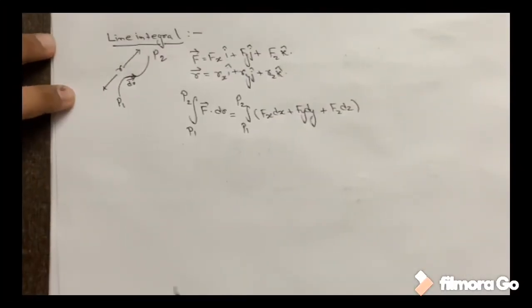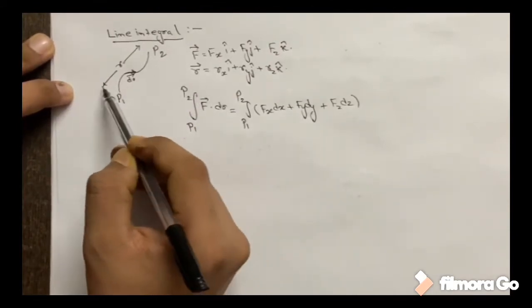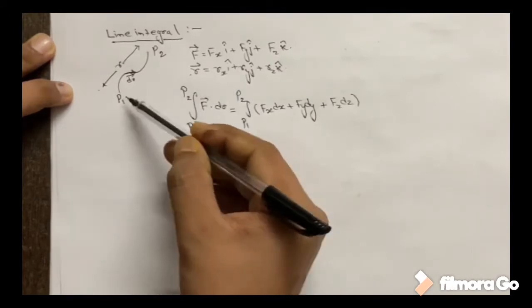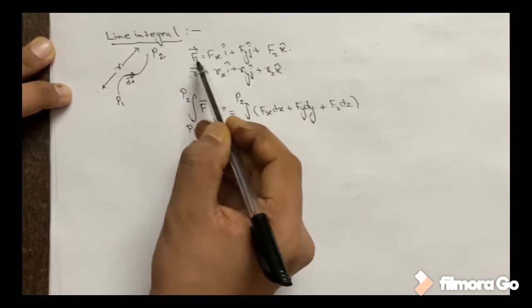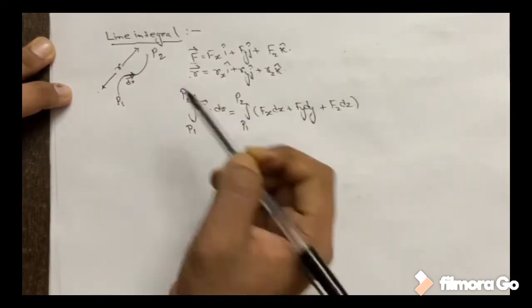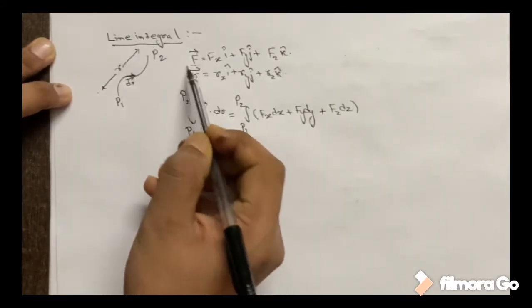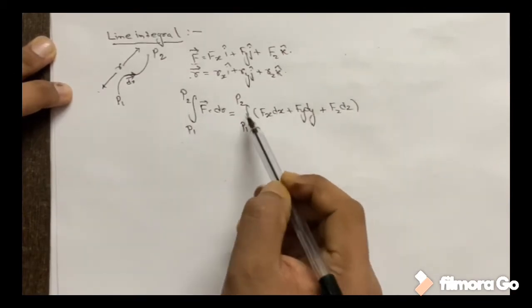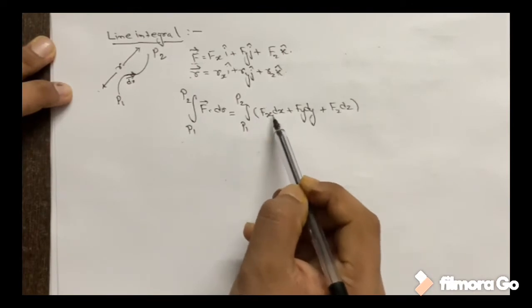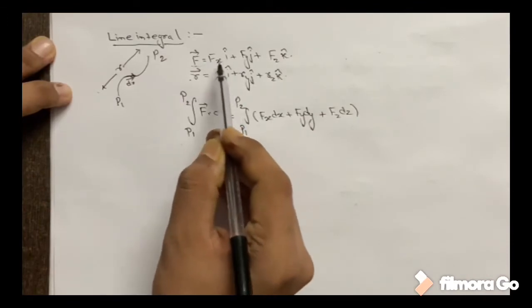Now let's understand the topic of line integral. Suppose that this is the path from point p1 to point p2 and this is the r vector written as rx i cap plus ry j cap plus rz k cap, and we want to find how this function varies along this path. By line integral we can get how this function varies through this path. It is given as integration p1 to p2 of f dot dr, which is equal to integration p1 to p2 of fx dx plus fy dy plus fz dz. As it was a dot product, after calculation we got this expansion.